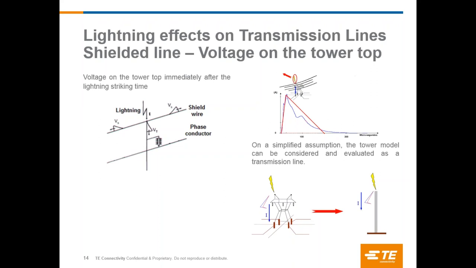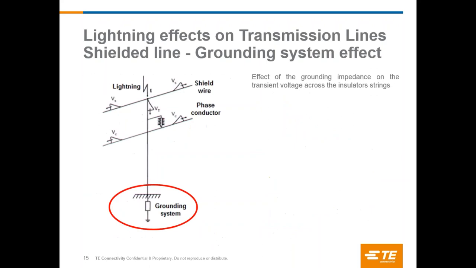For shielded lines, this is the resultant voltage at the top of the tower immediately after the lightning strike. It can be defined by the product between the discharge current and the equivalent surge impedance seen at the top of the tower. This equivalent surge impedance is defined by the shield wire configuration and by the tower impedance.